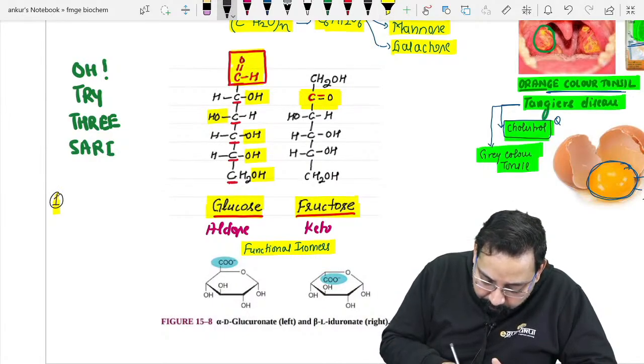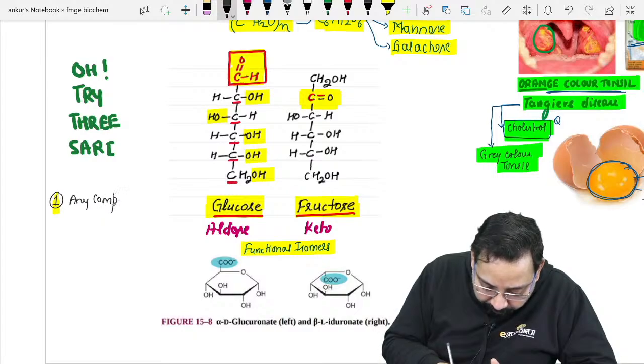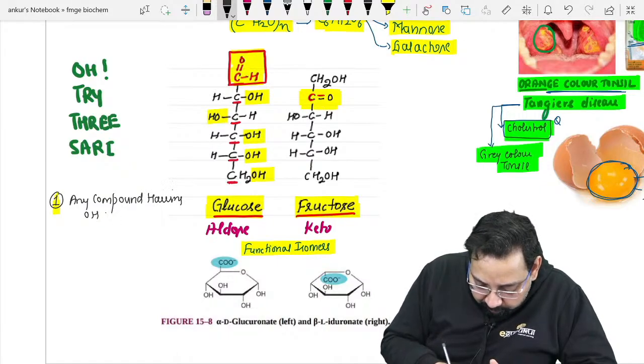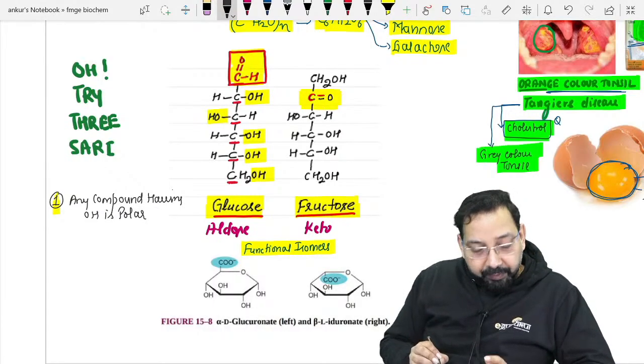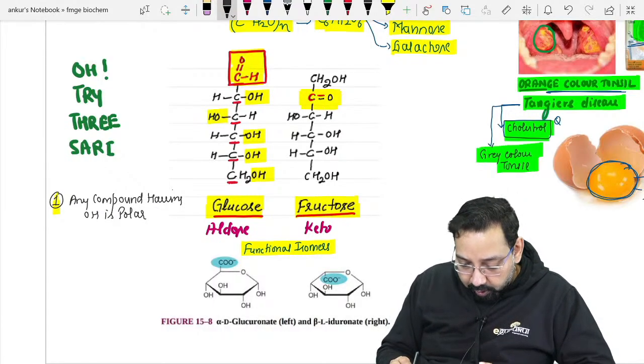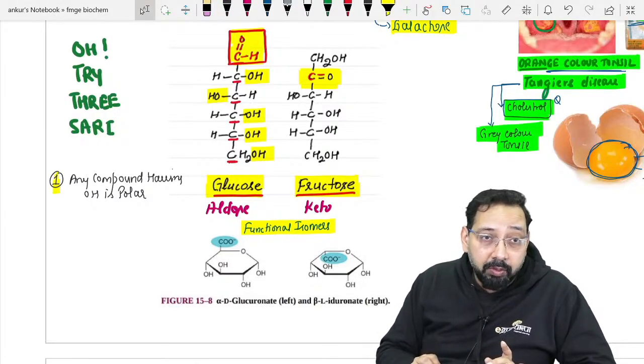Any compound having OH is polar. So glucose is a polar compound.